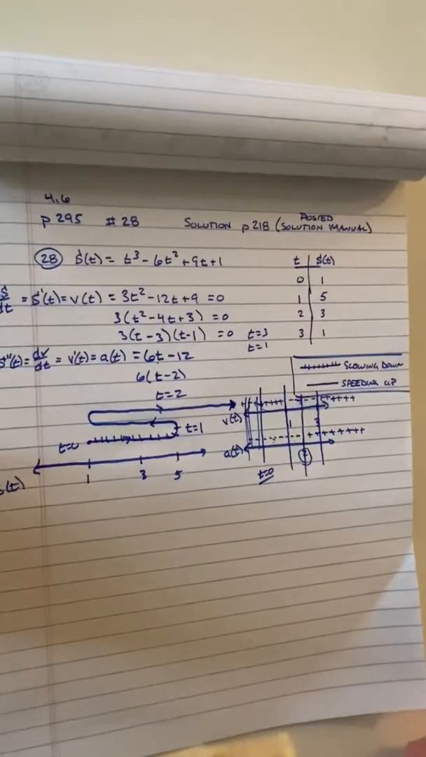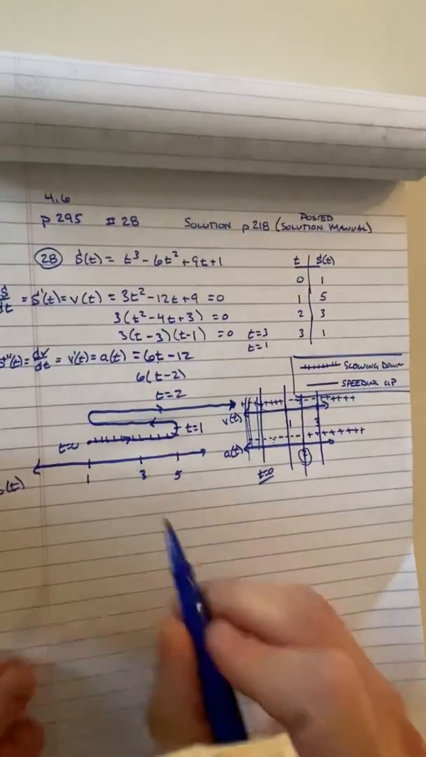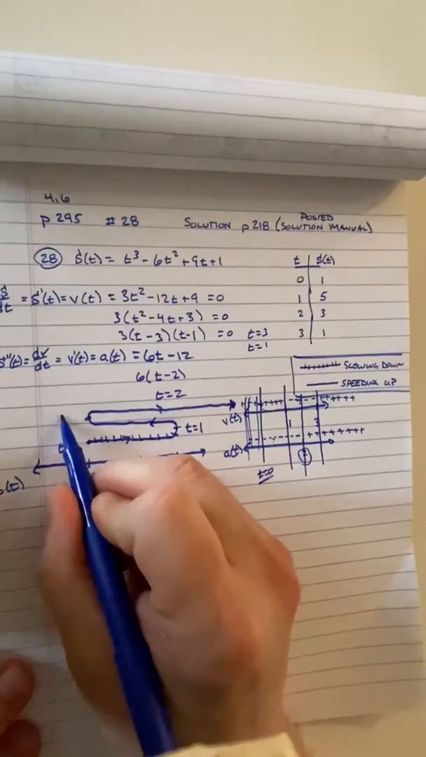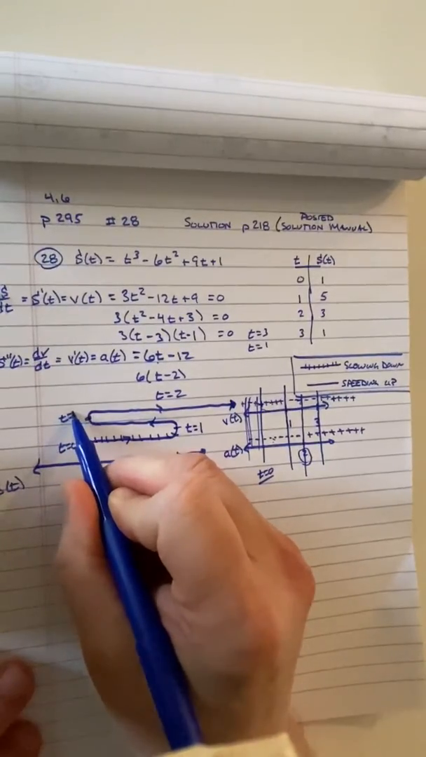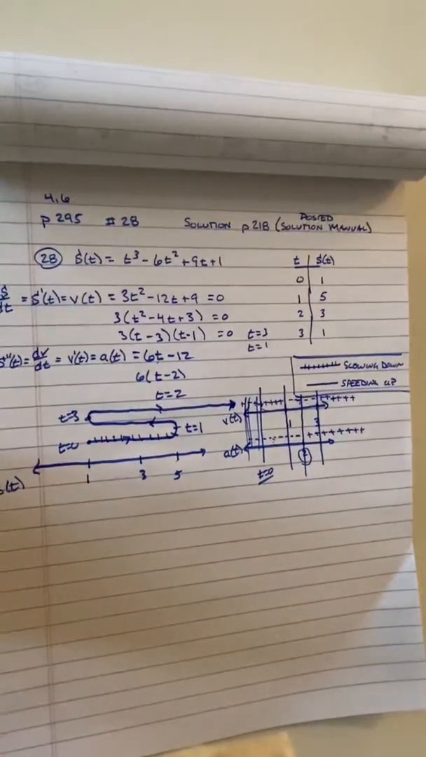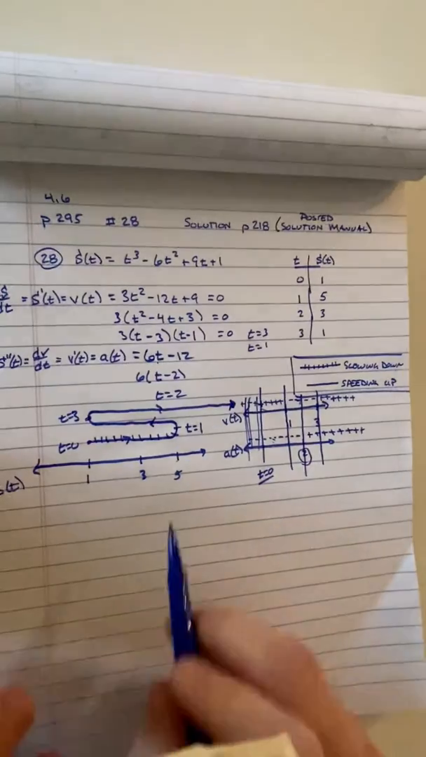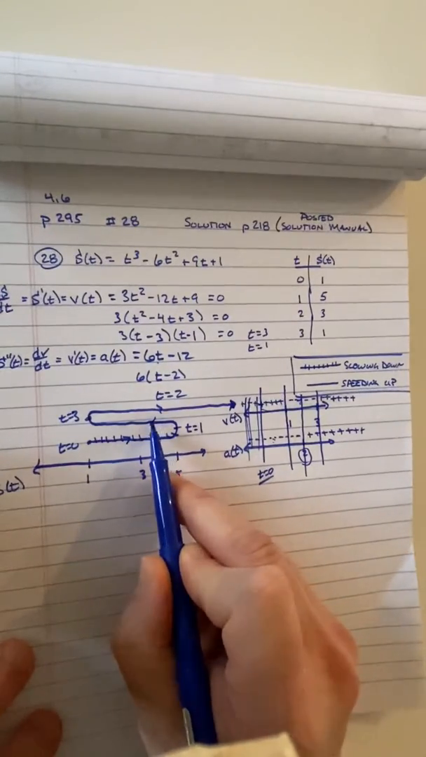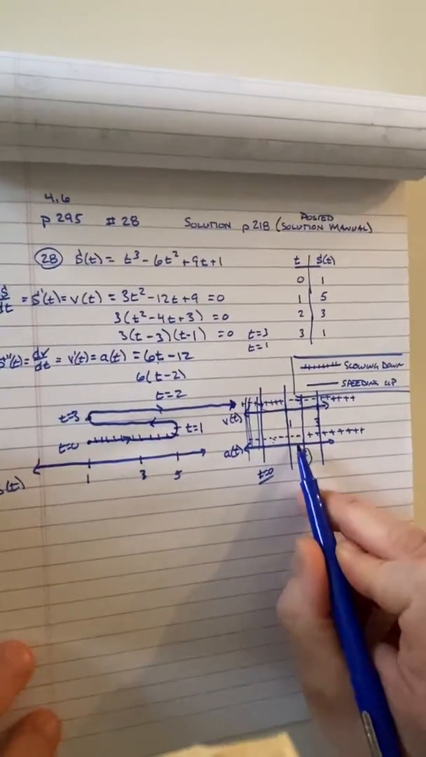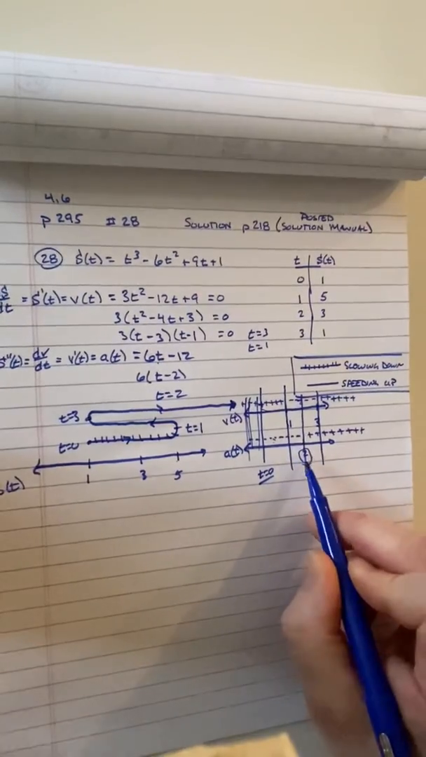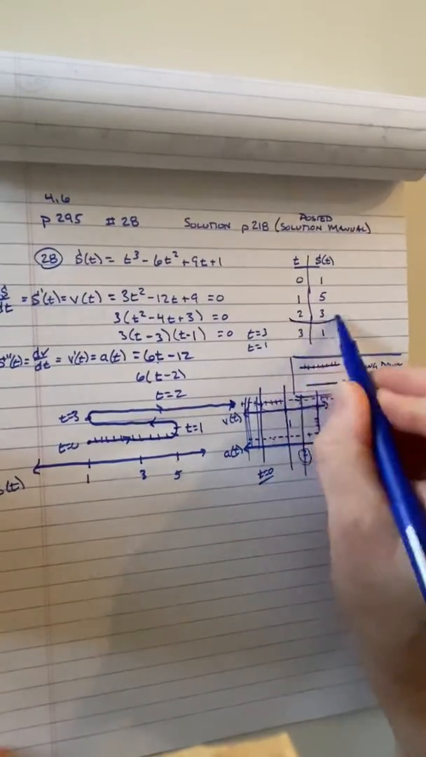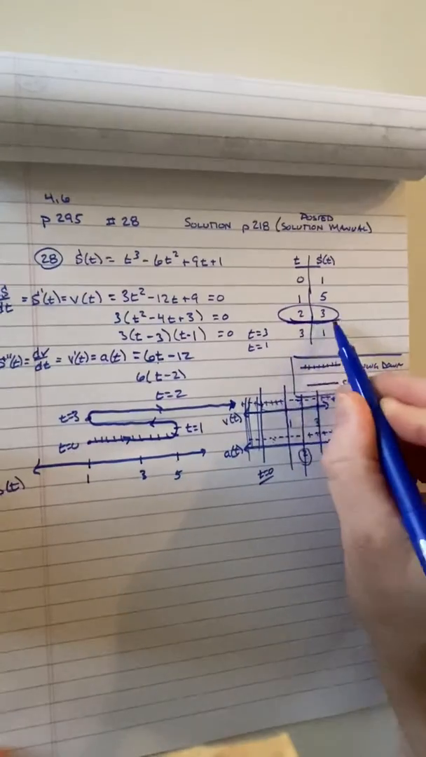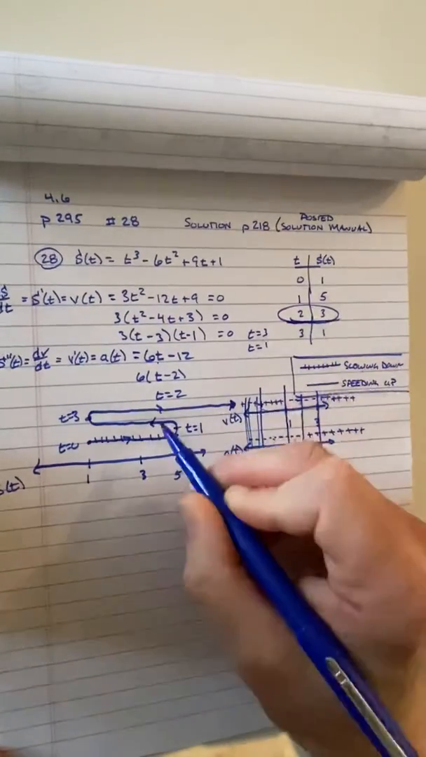Can you see which one I forgot to label? Right there, t equals 3. We're back at position number 1. So we're speeding up, speeding up, speeding up until we get to t equals 2. At t equals 2, the position is 3. That's this guy right here.